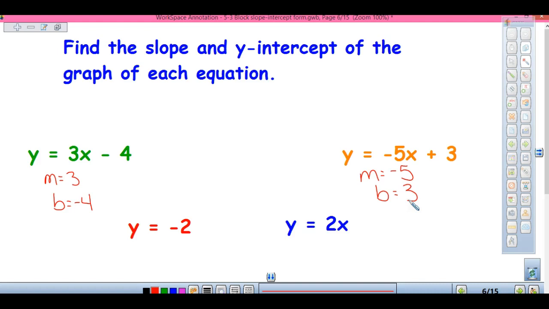All right, y equals -2. Oh, now they're trying to trick us. What is hooked on to my x in this? Nothing is hooked onto my x, so what number is it? If there's no x, what number is it? 0. So my slope is 0. My y-intercept is -2, yep.